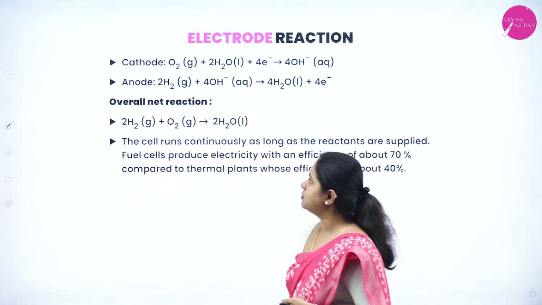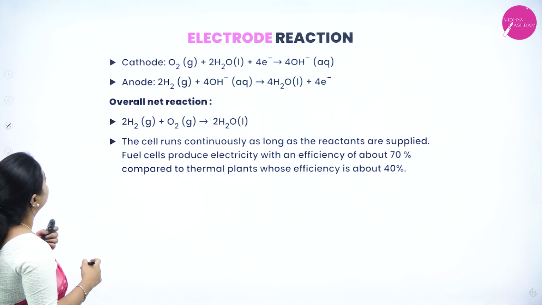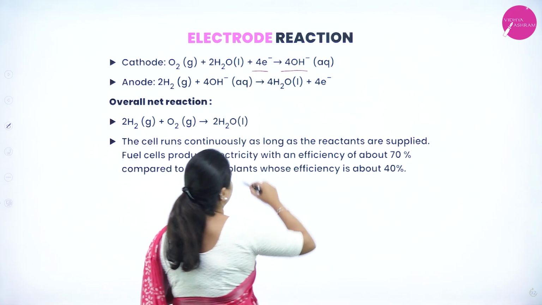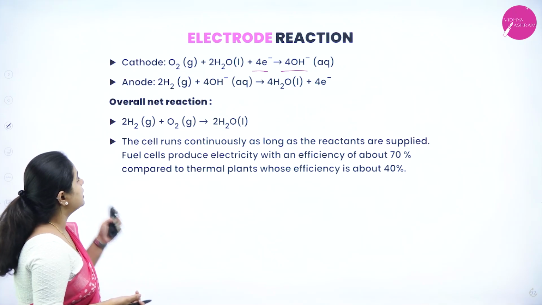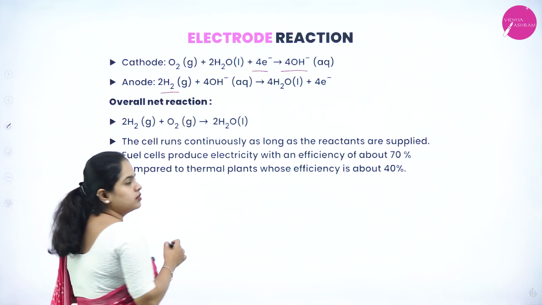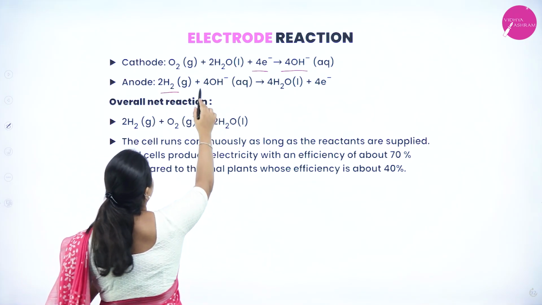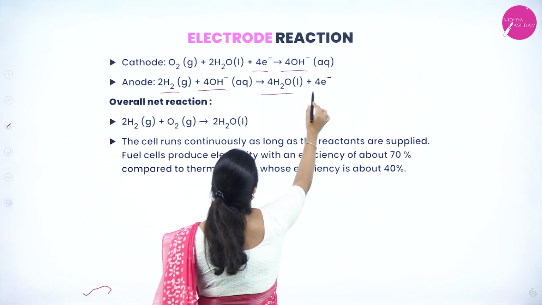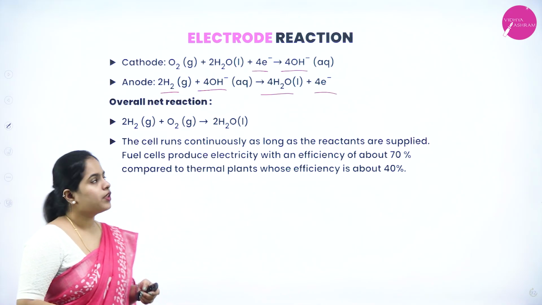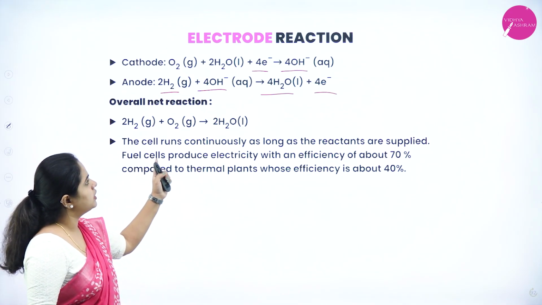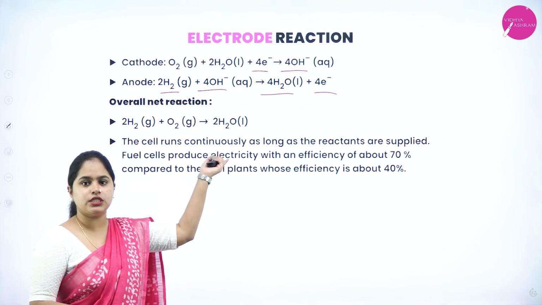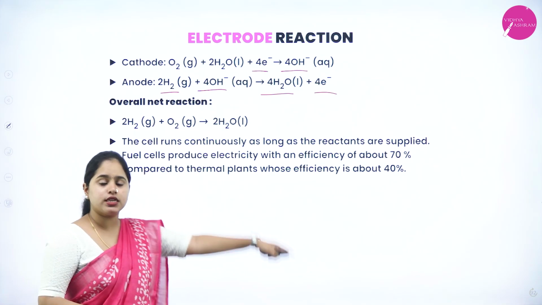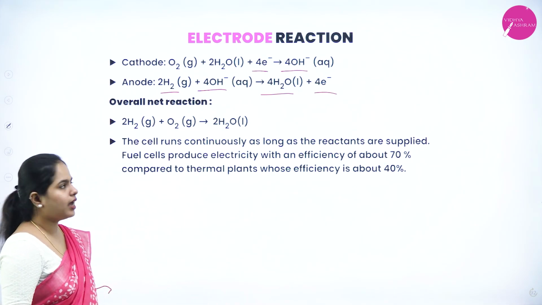Now, let's see the reaction which is taking place here. At the cathode, oxygen reacts with water, accepts 4 electrons and forms 4 OH-. And at the anode, hydrogen gas reacts with OH-. It accepts the OH- and forms water and releases 4 electrons. So at the cathode, oxygen is getting reduced into OH-, and at the anode, hydrogen gas is oxidized into water. So this is the reaction taking place.